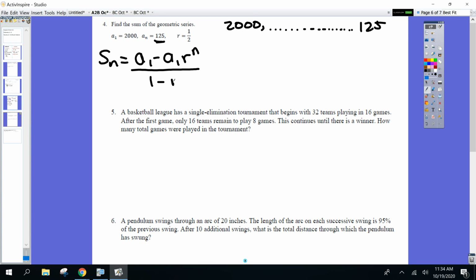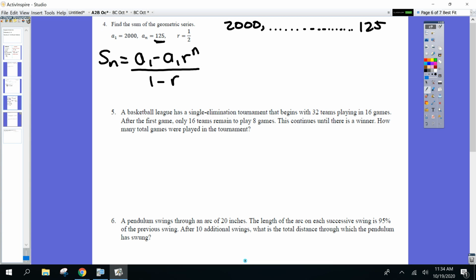Sometimes I need the formula sheet. Here's what we don't know. Well, let me ask you. You guys know what we're missing here? How many terms am I adding up? That's what I want to know. How many terms am I adding up? Well, I know I'm adding up from 2,000 to 125. How many terms is that? Well, we can figure out pretty quickly. Why? What's our R? R value is 1/2.